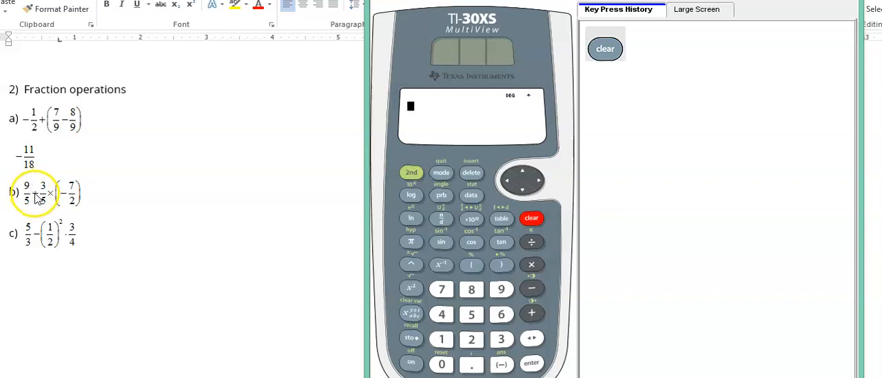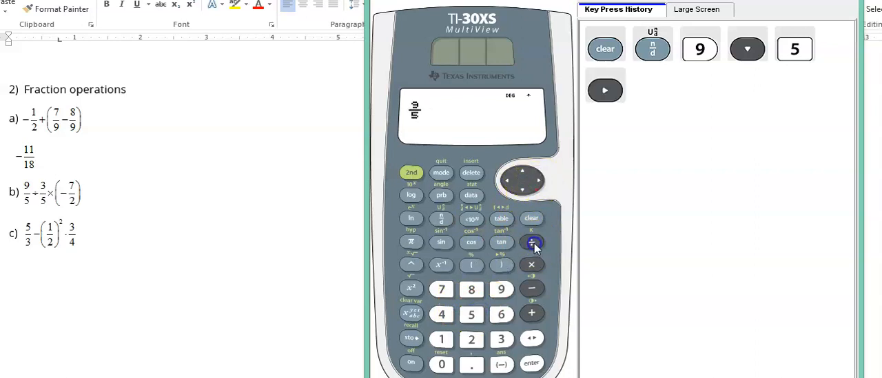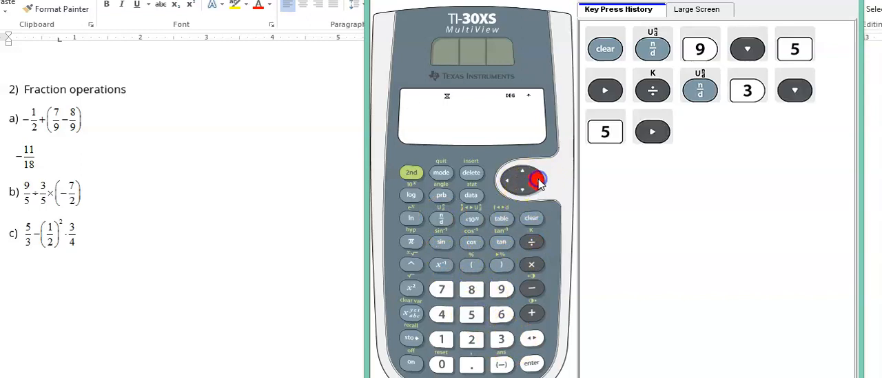But since we have this division symbol here, if we did 9 divided by 5 divided by 3 divided by 5, we actually would get an incorrect answer. We'd have to put both of these fractions, their division, in parentheses, which makes it a lot more complicated. So since the button's right here, play it safe and just make it look like what we see. So 9/5 divided by 3/5. Then we have times.